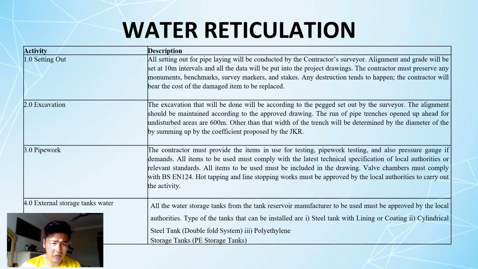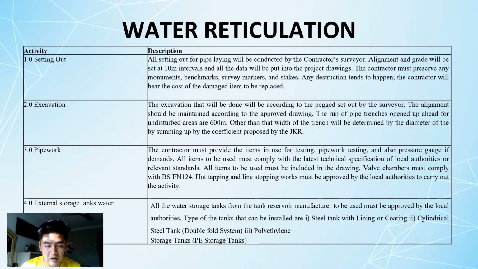Next, water reticulation, which involves several things that we need to do. First of all is setting out, where all the setting out of the pipe laying will be conducted by the contractor's surveyor. Alignment and grid will be set at 10 meter intervals, and all the data will be put in the project drawings. The contractor must preserve any monument, benchmark, or survey marker and stake. If any destruction happens, the contractor will bear the cost of replacing the damaged item.